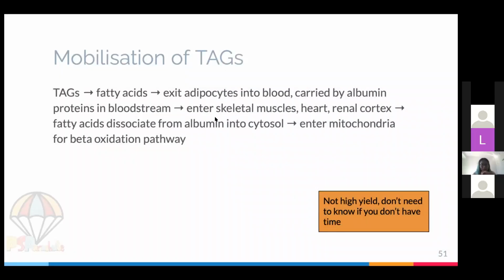Mobilization of lipids is kind of the reverse of the digestion. You get the lipids through diet, and you digest it and absorb it, and it gets stored in your body. When we need it, it's the same as the mobilization of glycogen and glucose. It gets converted back into fatty acid and goes into the blood. In the blood it is attached to something called albumin, an albumin protein, and it enters muscles, heart, wherever it is needed, and then it enters mitochondria to go through the beta oxidation pathway to be metabolized. Again, not high yield.